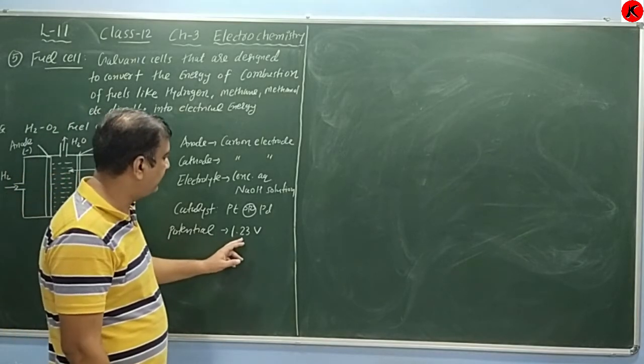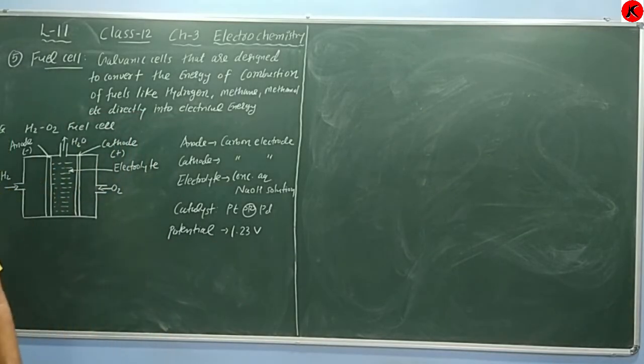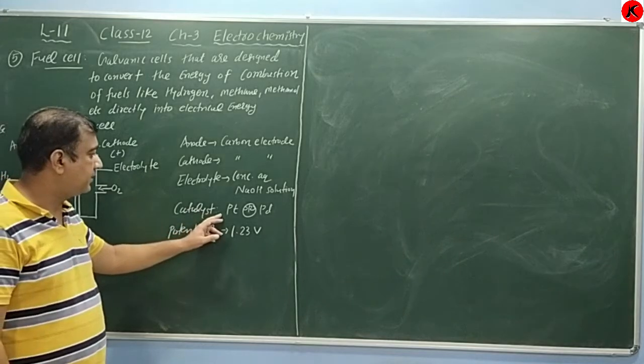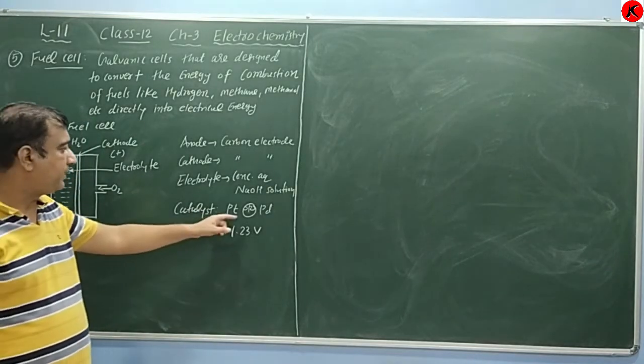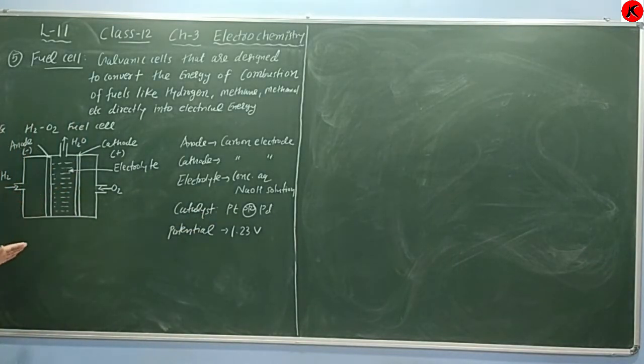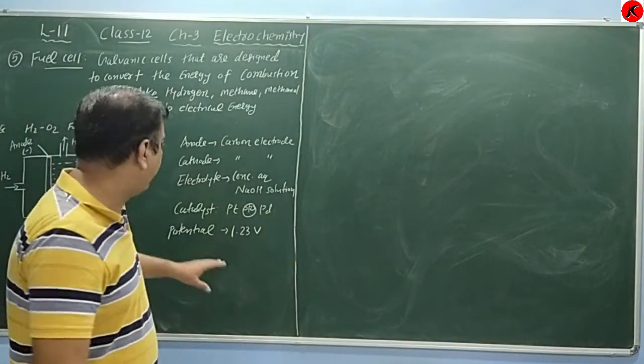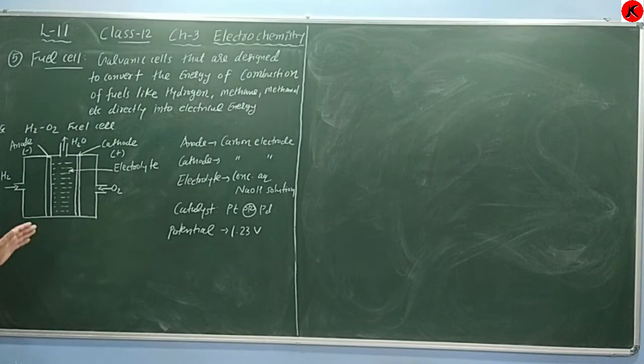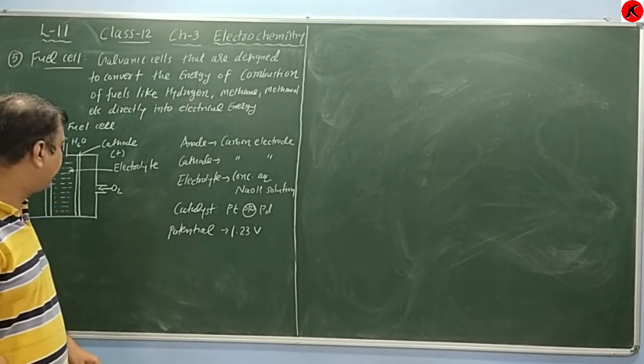Now the potential of this cell is 1.23 volt, and finely divided platinum or palladium catalyst is used to increase the rate of reaction on the electrode. And this type of cell was used in the Apollo program, and by the overall reaction the product water is formed as water vapor. By condensing the water vapor, they use it as water for drinking purposes.